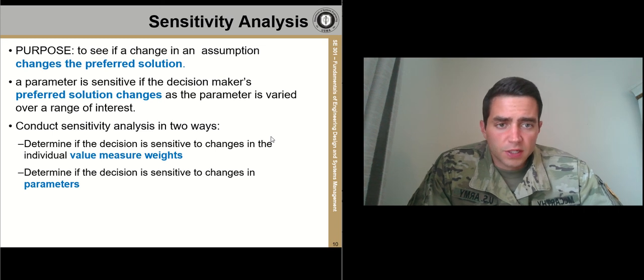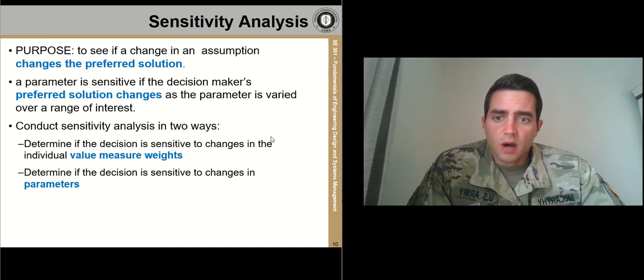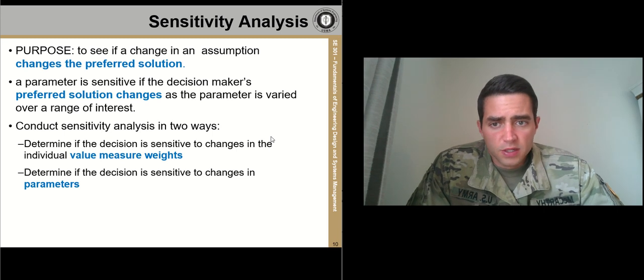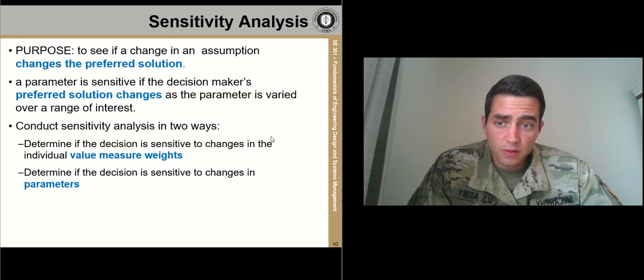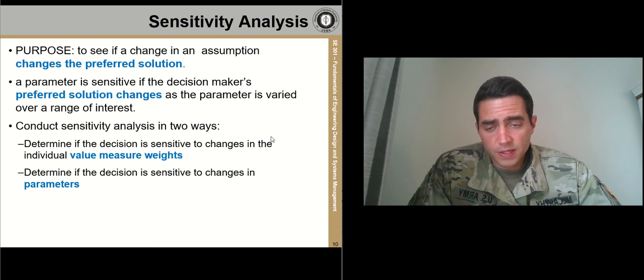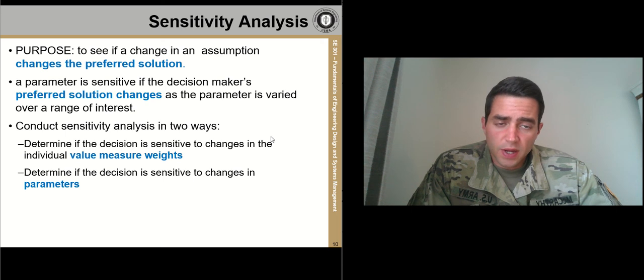This is a good technique to use when you have multiple stakeholders that don't have the same idea or the same opinion of the importance of certain values. Perhaps you have a stakeholder that thinks that value measure A is worth 50 on your swing weight, and then you have a stakeholder that thinks that value measure A is worth 90. Well, you can do a sensitivity analysis on this value measure to determine if the winning solution will change based on stakeholder A's preference and stakeholder B's preference. This will help in decision making.